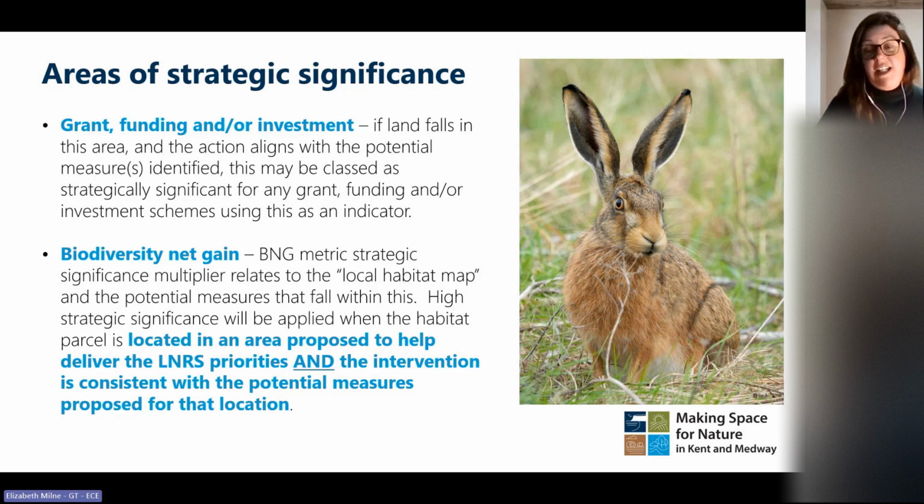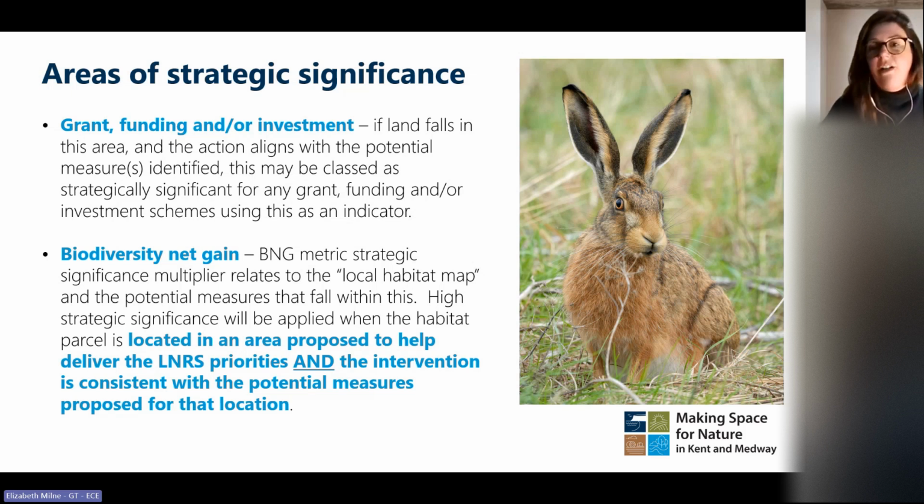The one area of strategic significance we have a bit better understanding of how it will work is where it's being used for biodiversity net gain. So biodiversity net gain is a mandatory requirement that aims to make sure that new development has a measurably positive impact on biodiversity, and that gain is calculated through the use of a standard metric which identifies the value of the land that will be lost as a result of the development and the biodiversity that will be gained through what they propose to be put back. And within that metric, there is a strategic significance multiplier that relates to the local habitat map and the potential measures that fall within it.